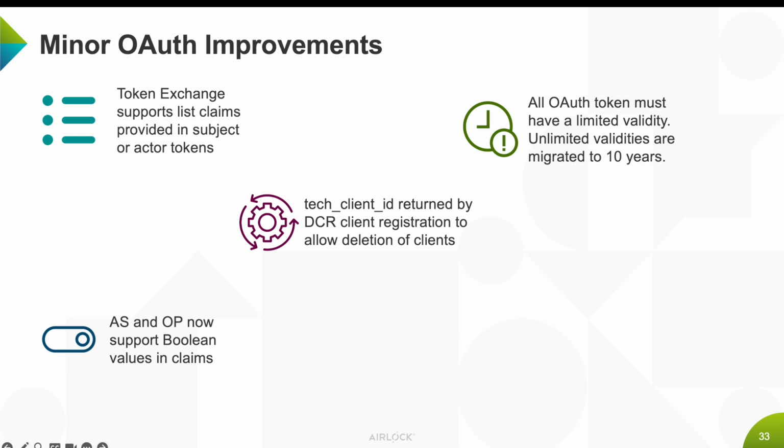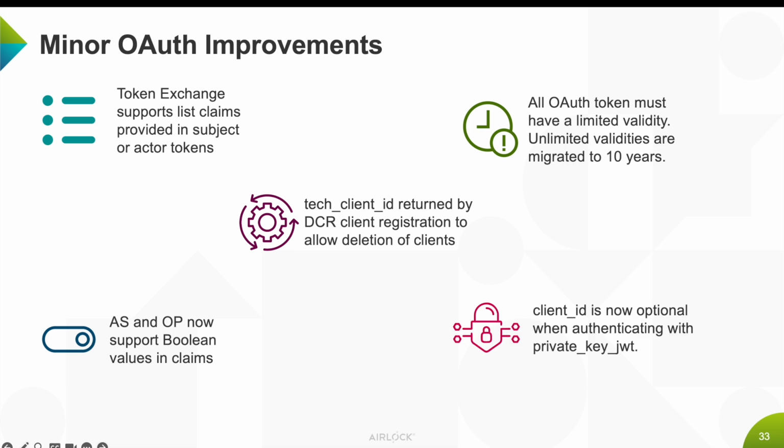We've added support for Boolean values in access and ID tokens. And last but not least, we made the client ID optional when authenticating with private key JWTs. Here we also had reports from customers that told us that there is third-party software out there that, if you're using private key JWT, you're not able to supply a client ID. If you do, then the authentication will fail. So those customers should no longer have a problem. The client ID is now optional.